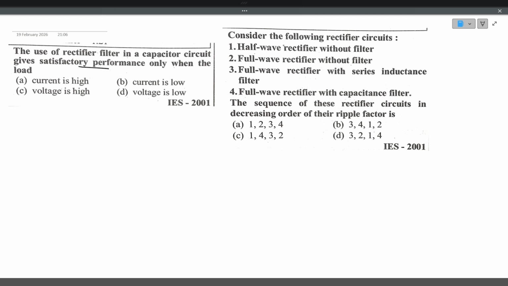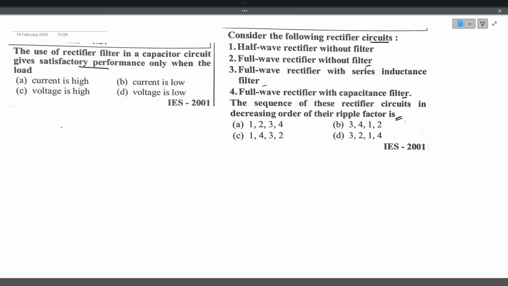And the second question is, consider the following rectifier circuits: half wave rectifier without filter, full wave rectifier without filter, full wave rectifier with series inductance filter, and a full wave rectifier with a capacitance filter. He's asking for the sequence of these rectifiers in decreasing order of ripple factor. So we have to find out the ripple factor of these four and put them in decreasing order. Okay, now let's see.